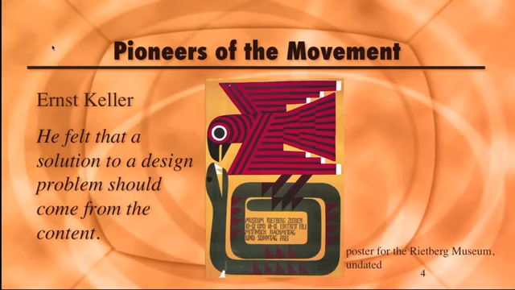Ernst Keller was a pioneer of the movement. He was an instructor at the Zurich School of Applied Art and was an early force behind the International Typographic Style. He established standards of excellence over 4 decades. He felt that the solution to a design problem should come from the content. As a result, his work had diverse solutions. For example, this poster for the Reichsberg Museum shows his interest in symbolism, geometric form, and vibrant color.